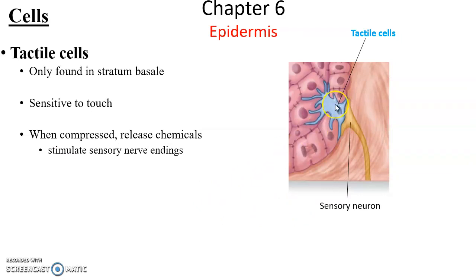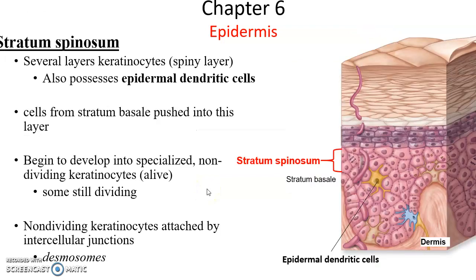Tactile cells are also found in stratum basale. These are touch receptors. They're sensitive to touch, to the compression of cells. When that happens, they release chemicals that will stimulate a sensory neuron to send a neural signal to the brain.